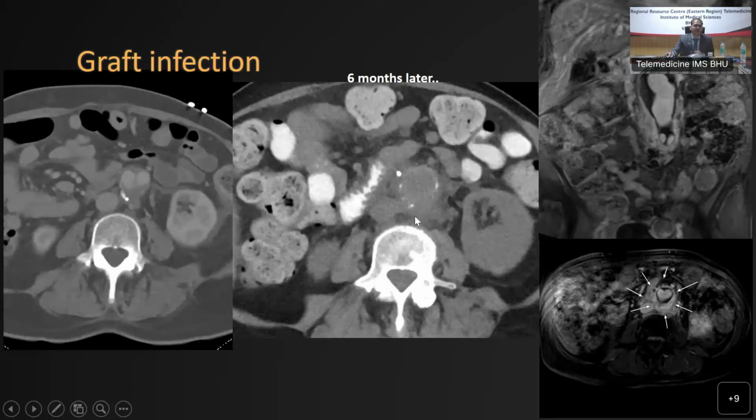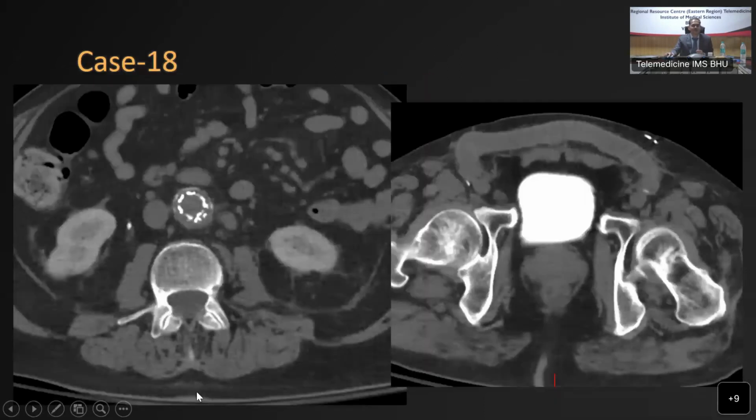We couldn't give contrast at that time, so we gave contrast on MRI, and you can see that there is a lot of enhancement surrounding the excluded sac size. When this patient was taken to the OR and the sac was opened, the surgeon told us that there is pus all around the aorta for this case. So, case of graft infection.